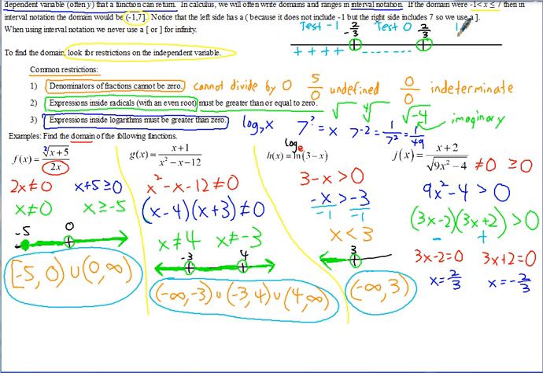Then here we can test something greater than 2/3, like 1, 2, and things like that. We plug in 1 times 3 is 3, minus 2 is positive. 1 times 3 is 3, plus 2 is positive. Positive times positive is positive.